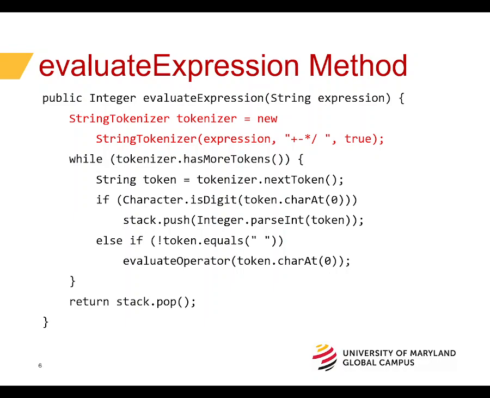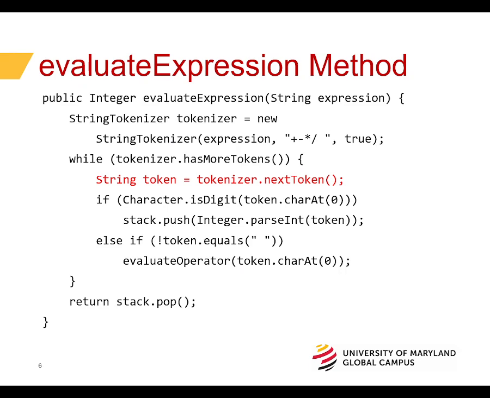Notice that we have included the four operators and the space as delimiters. Supplying the second parameter as true indicates that we want them returned as tokens. The first parameter is, of course, the string containing the expression to be tokenized. The algorithm described previously involves repeatedly processing tokens, which this loop will accomplish.